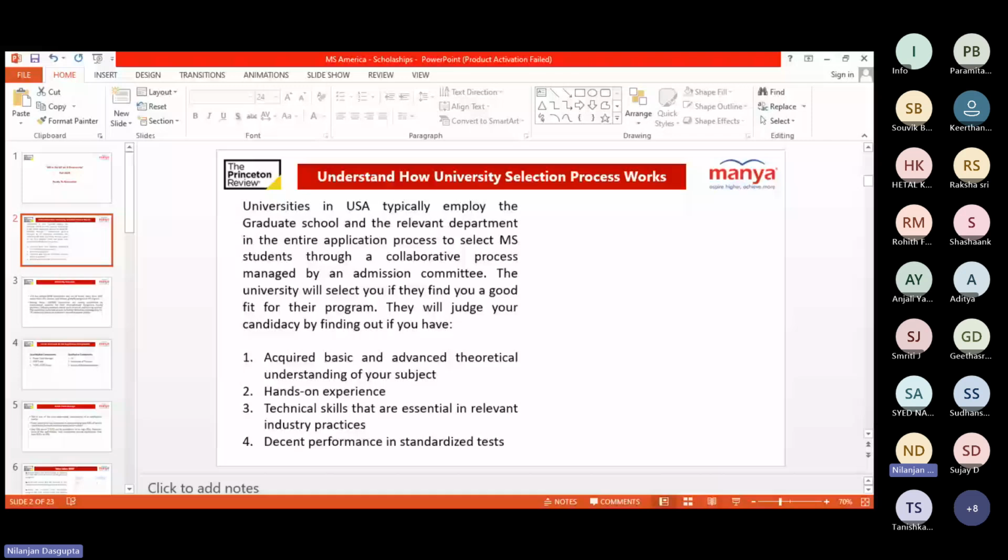Number four, decent performance in standardized tests. Standardized tests means IELTS, TOEFL, or GRE, or GMAT. If you're coming from a technical field, then of course GRE is important. And this performance is very important because sometimes GPAs do not say a lot, and GPAs are mostly not standardized globally.